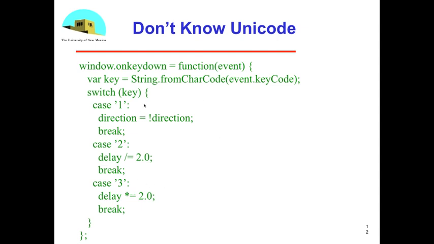So now I don't have to know Unicode. I could just say, if I got a 1 back, then change the direction of rotation. If I got a 2 back, make it faster. If I got a 3 back, make it slower. So this is actually, I think, a preferable method for us because I don't want to have to keep looking up the key code. So here's a very simple event listener. You can stick that in. And the example I'll go back to after I talk about sliders for a second.